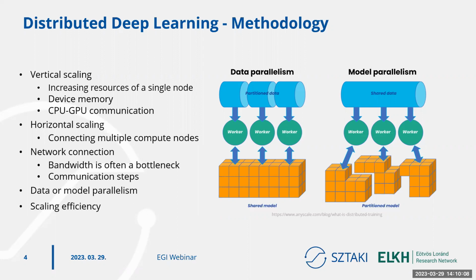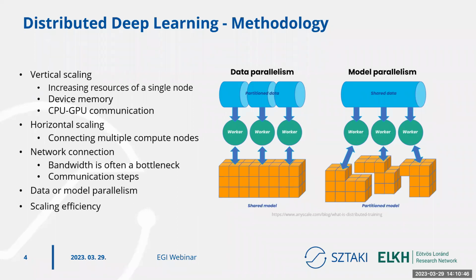We have two main methodologies for distributing the training process. These are referred to as data parallel and model parallel training. The difference is nicely visualized on the graph on the right side here. In the data parallel solution, we basically take the same model to each of our compute nodes, and we train the same model, however, with different partitions of our training dataset. This can be applied in cases when the model is small enough so that it fits into the memory of a single GPU, for example.